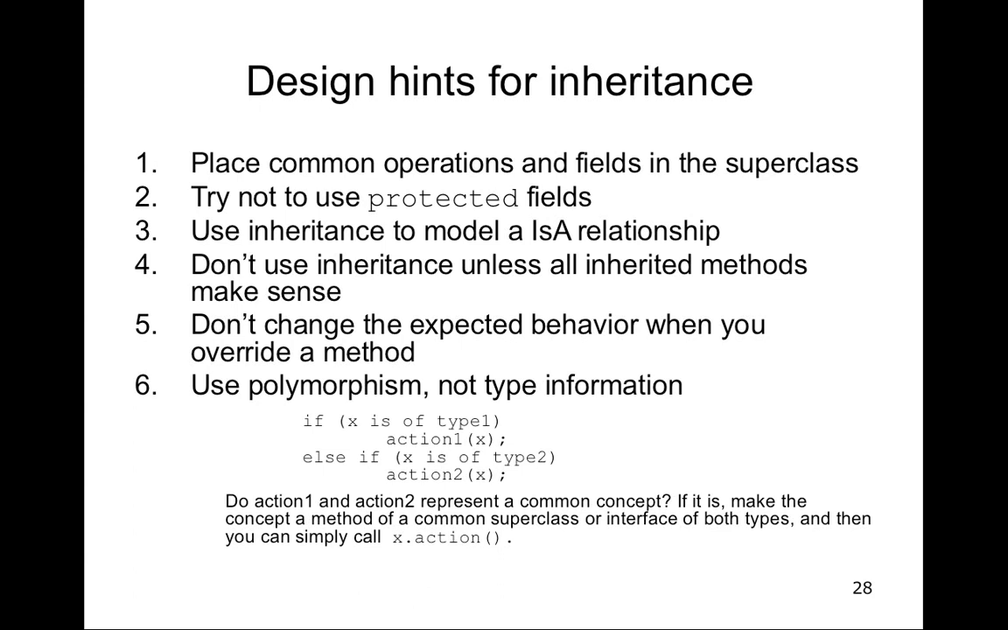So if X is of type 1, action 1 X, else, this is bad. So do action 1 and action 2 represent a common concept? If they do, it makes more sense for the concept to be a method of a common superclass or interface for both types. And then you can simply call X.action, and then the action will be determined inside of the method.